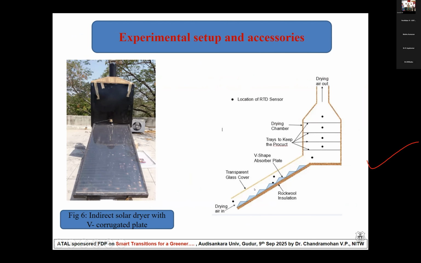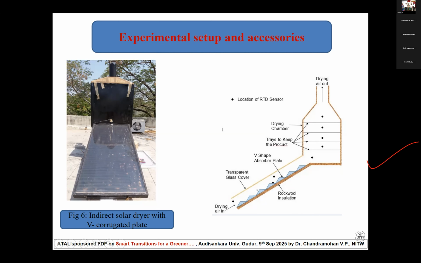In the solar air collector, you see it's an inclined plate. On the top, we keep a transparent glass cover, that means a simple window glass cover. At the bottom, insulation is provided because the heat trapped inside the system should not be lost. That's why we are providing rockwool insulation. And then we are providing an absorber plate here. That absorber plate is not a straight, flat, or smooth plate, but one with some corrugations.